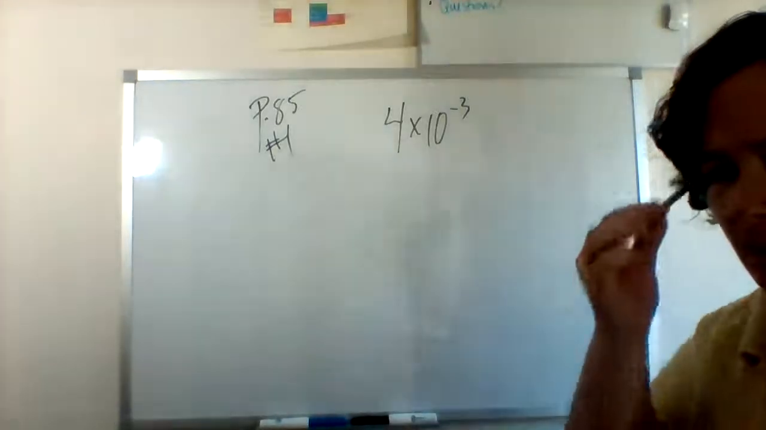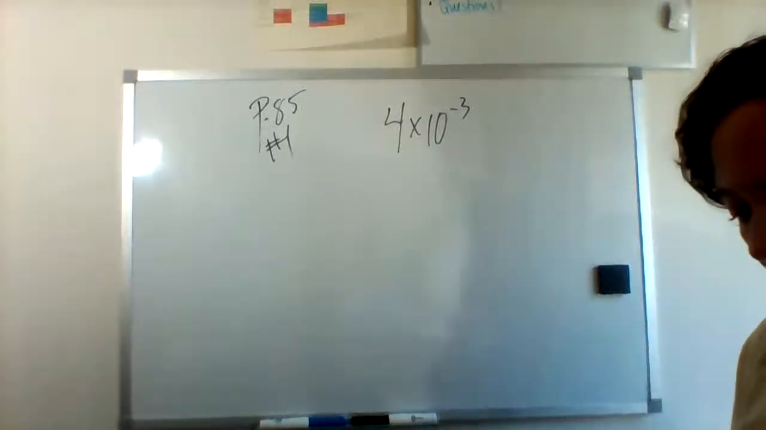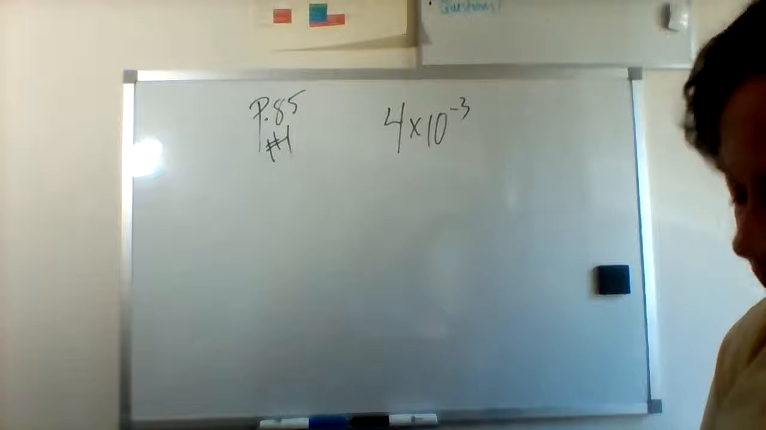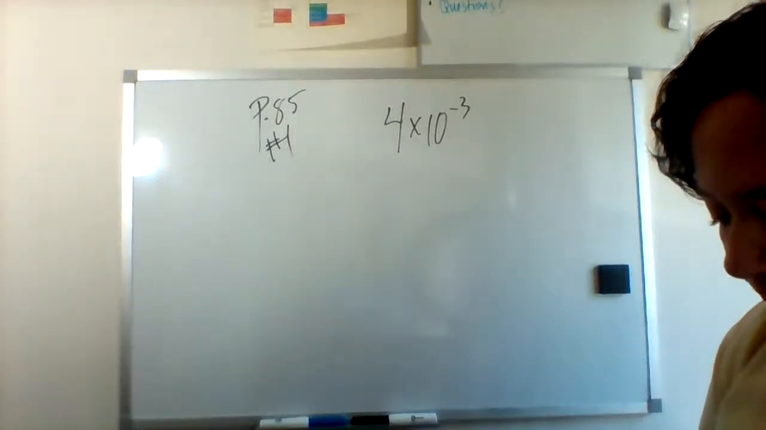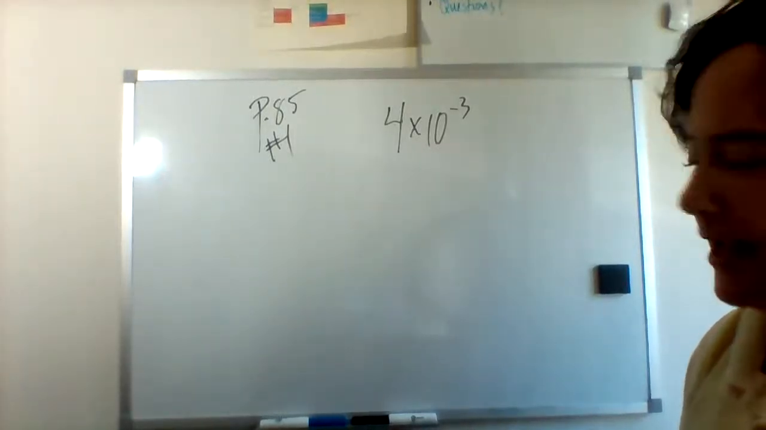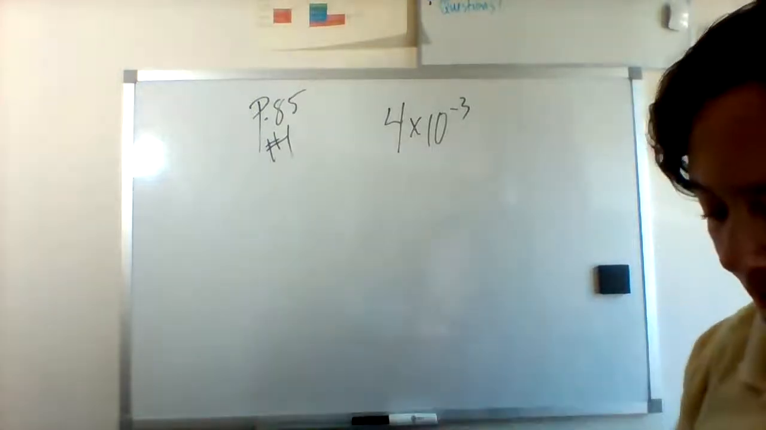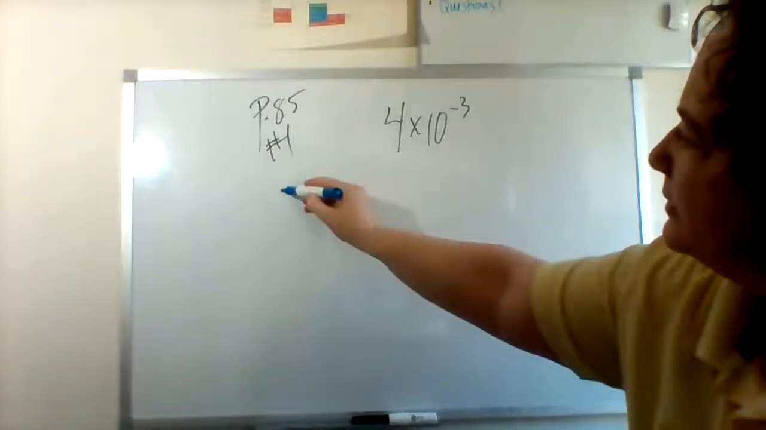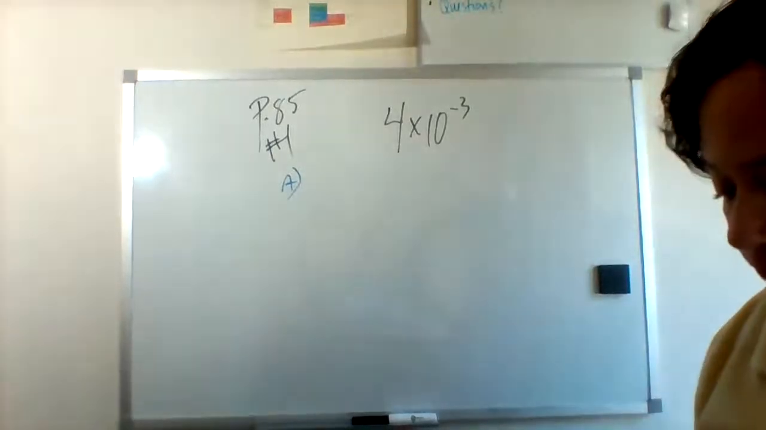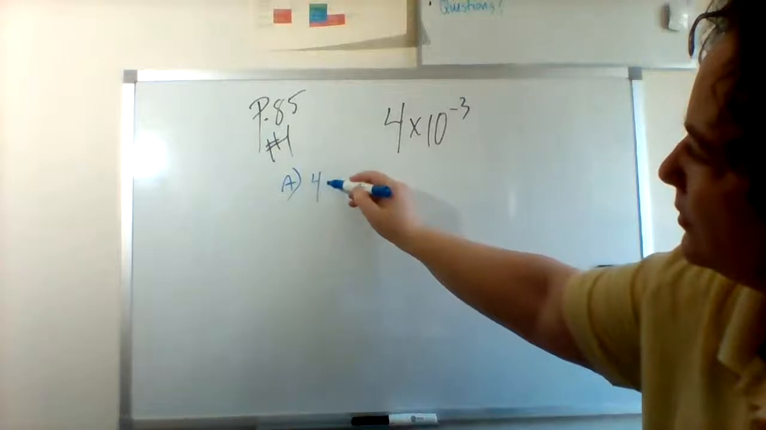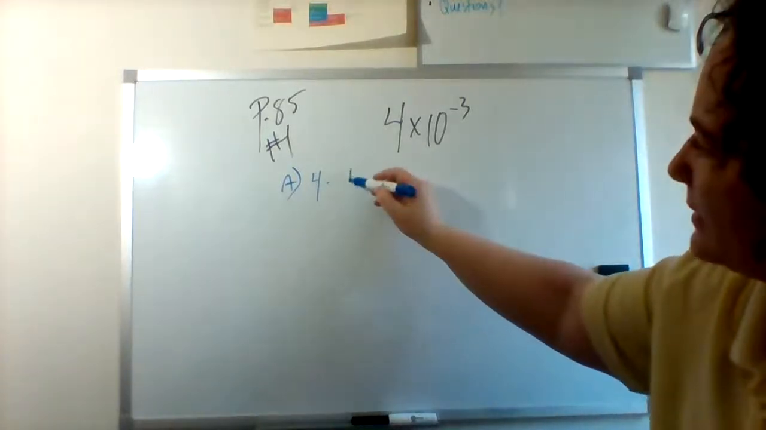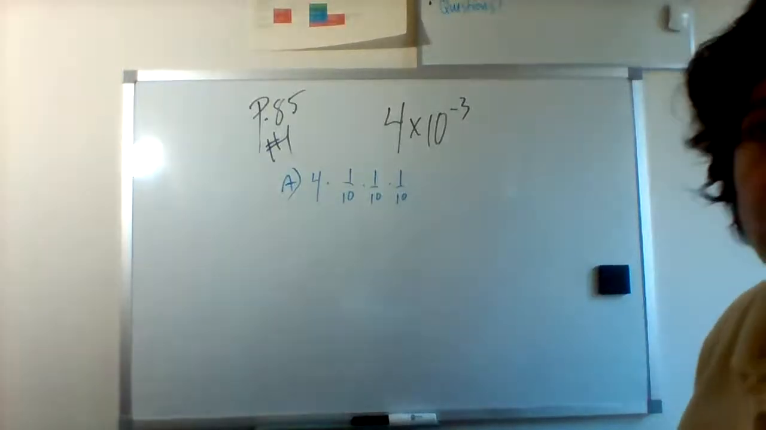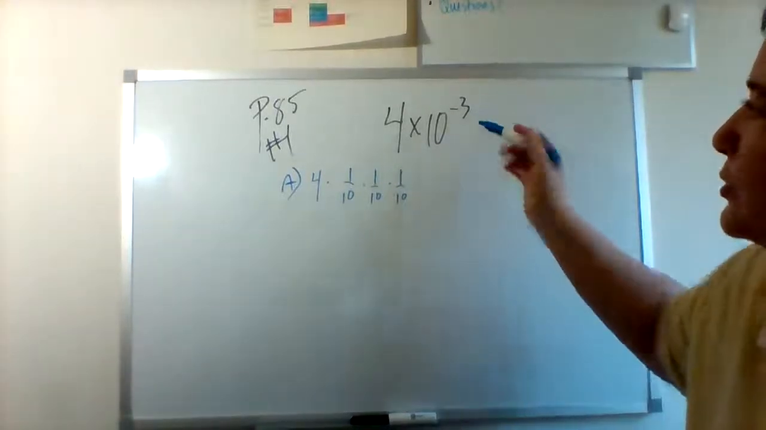Okay, let's see what we got here. Let's take a look at letter A. Letter A says, take the whole number 4 and multiply it by a tenth 3 times. Now let's ask ourselves if this is the same thing as this one.